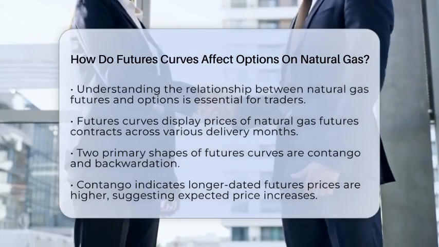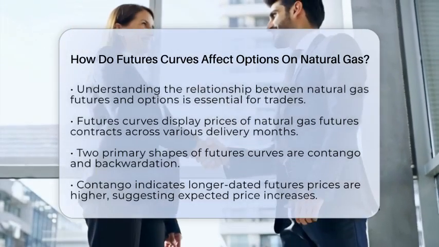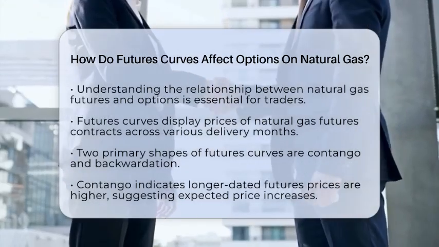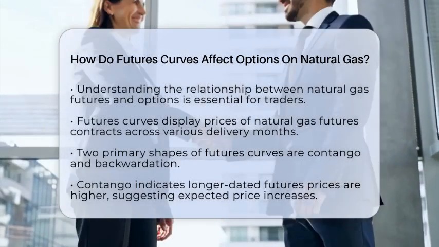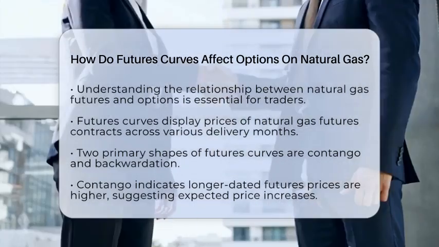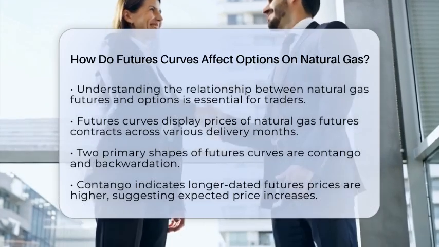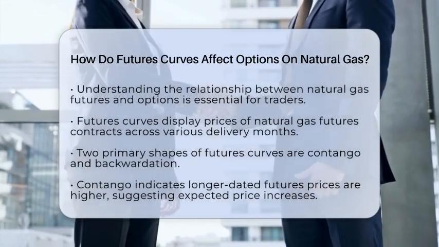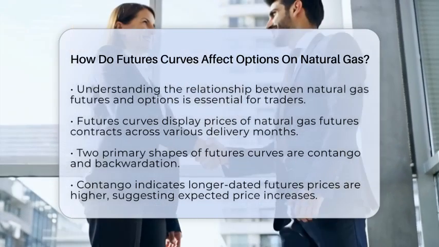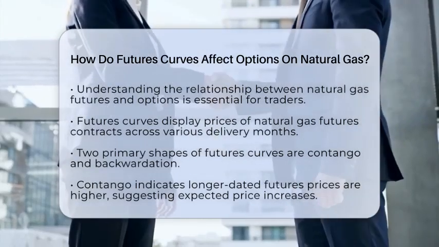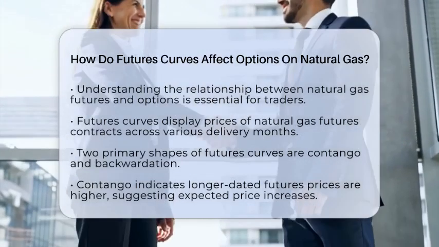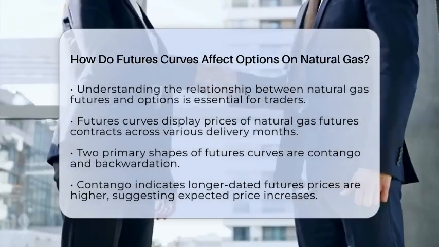Futures curves represent the prices of natural gas futures contracts over different delivery months. They show how the market expects prices to change over time. These curves can take two main shapes: contango and backwardation. In a contango situation, longer-dated futures prices are higher than near-term prices. This indicates that the market expects prices to rise in the future.